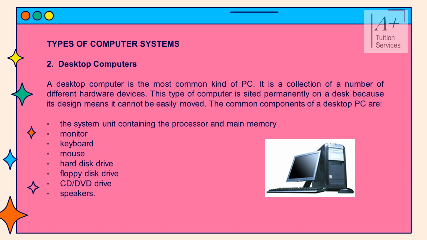The common components of a desktop PC are the system unit, the processor and the main memory, the monitor, a keyboard, a mouse, a hard disk drive, a floppy disk drive, which is obsolete now, but some computers still have it, CD and DVD drives, and speakers. If you look on your screen, you'll see a picture of a desktop computer, and most of you may have this at home. This is what you find at your local library, in schools, in computer labs, etc.